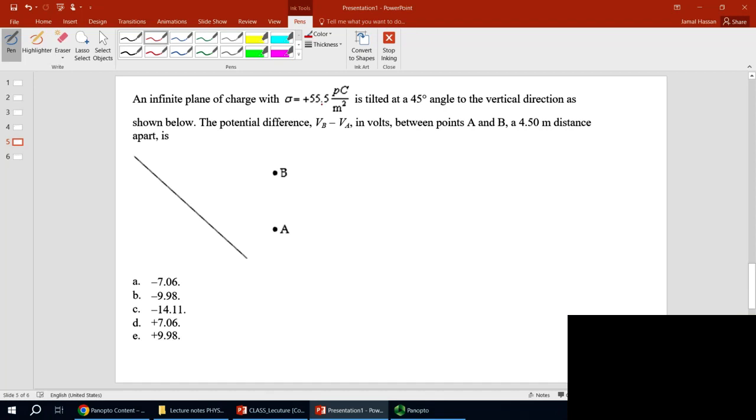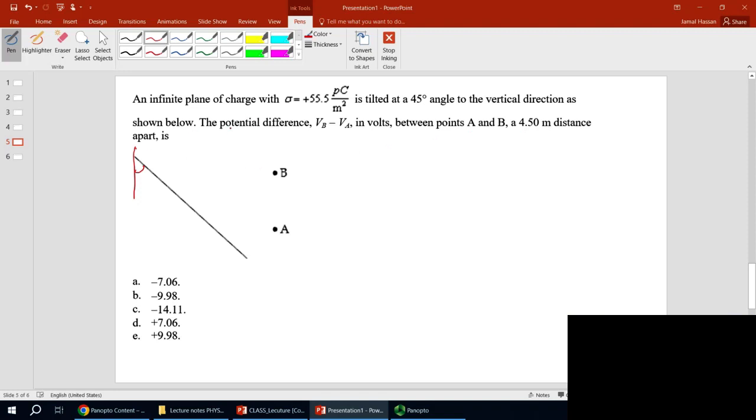Sigma is given as 55.5 picocoulomb. Pico means 10 to the power minus 12, divided by meter squared. It is tilted at 45 degrees to the vertical direction as shown below. So this line is the infinite plane of charge, and this is, let's say, the vertical. So we have the angle of 45. The potential difference VB minus VA in volts between point A and B. These 2 points are 4.5 meters from each other.